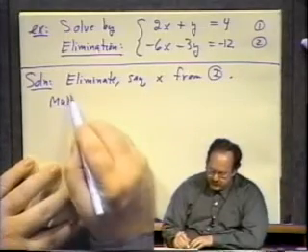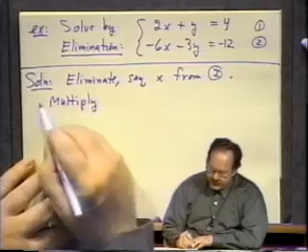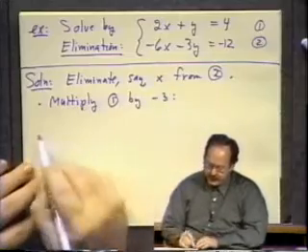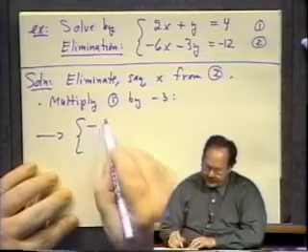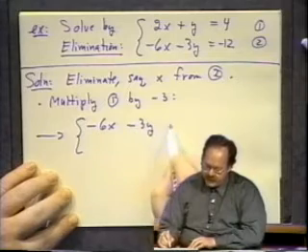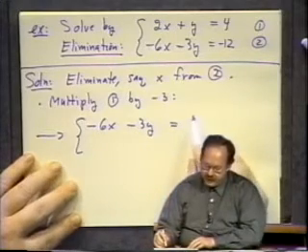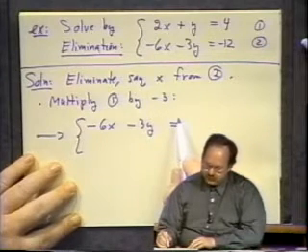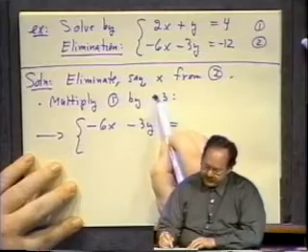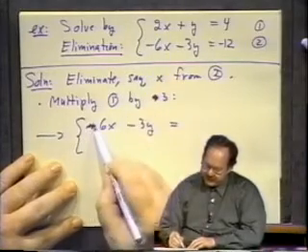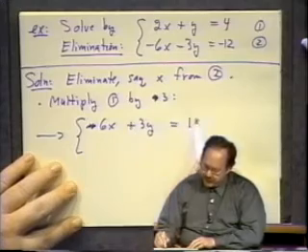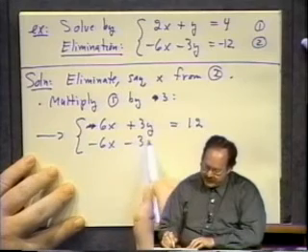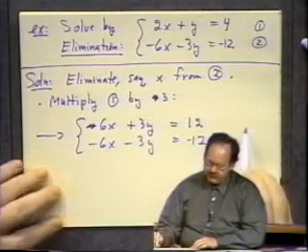My first tactic is to multiply 1 by minus 3. So I get a new system. I have minus 6x minus 3y equals... actually, let's see, I should have multiplied just by plus 3. How about that? That'll make it easier. That'll make that 6x plus 3y equals 12. And then the second equation has not been touched, so it's minus 6x minus 3y equals minus 12.